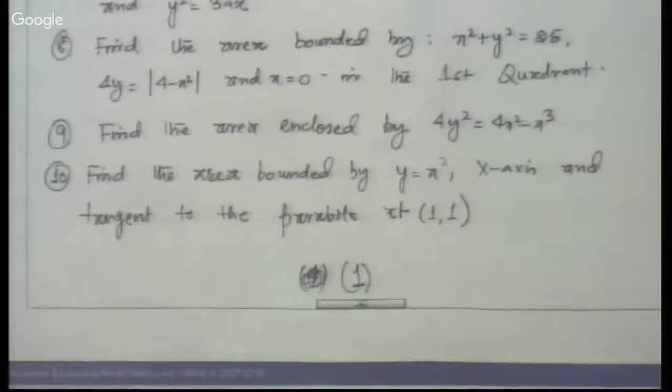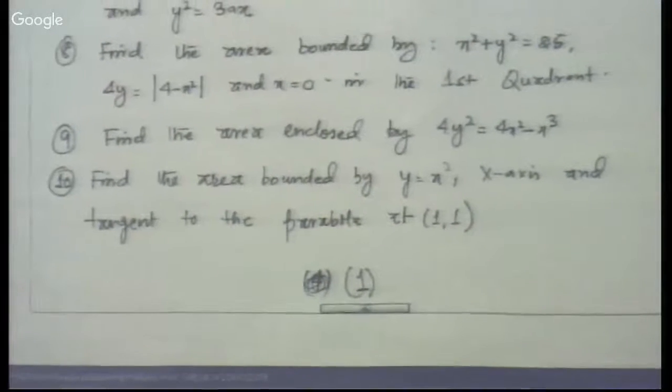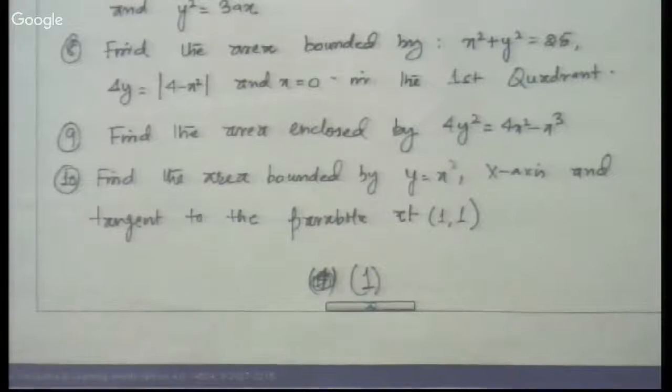Ninth is a good question. Let's solve it. What is the graph? 4y square is equal to 4x square minus x cube. Have you drawn anything like that before? But we know the techniques, right? We know the techniques. I see 4y square is equal to 4x square minus x cube.